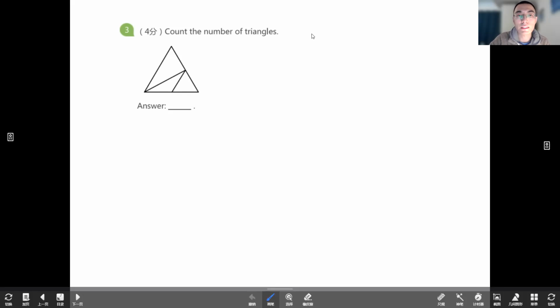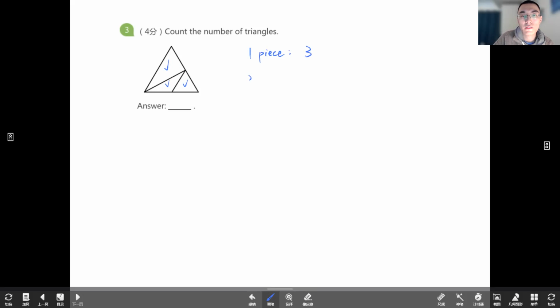Okay, so question number 3, count the number of triangles. We have a large triangle. This looks like an equilateral triangle, but inside it has been split into smaller triangles as well. So one method of counting it so that we won't make any errors of omission is we first count the triangles made of one piece. Altogether we have 1, 2, 3 pieces, right? So we have one triangle over here, one triangle over here, and one triangle over here. So we have 3 of them.